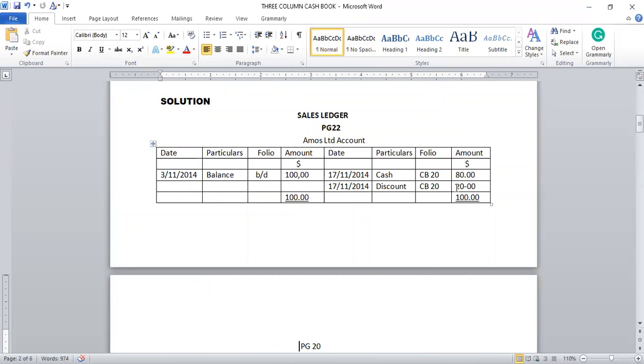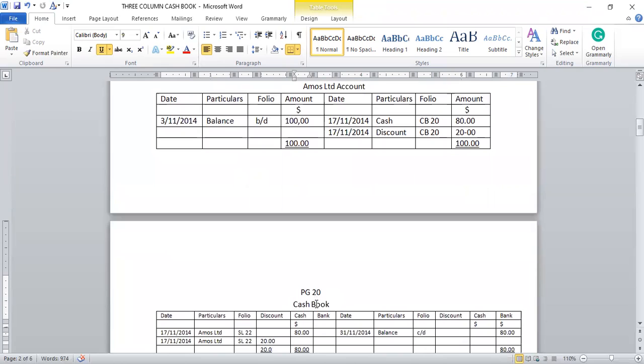So we have credited Amos Limited account. The corresponding entry will go to the cash. So when we come to the cash, we have to debit the cash. So 17th November 2014, particulars, Amos Limited, folio, sales ledger. I assume that this Amos Limited account can be found in sales ledger 22, amount $80. That's when he paid, we receive it. So the cash should be debited.